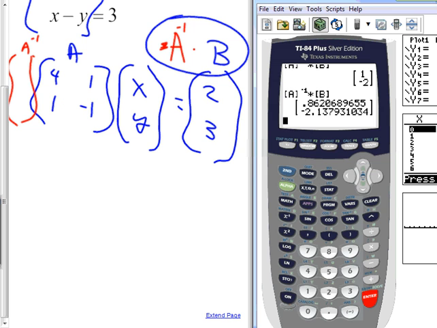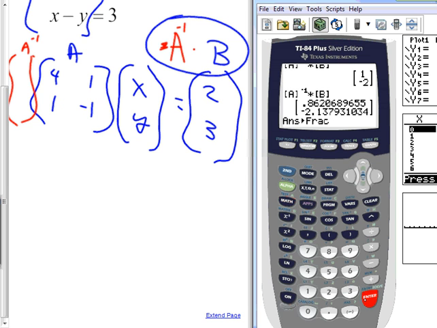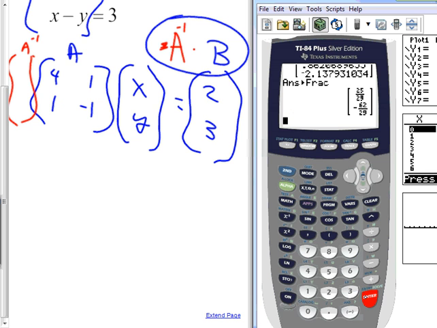Now, if those don't come naturally to you, you better know how to do this. Math, you see that very first one? It says like arrow frac. That means change your answer to fractions. Enter. Now, have I actually done anything yet? No. Enter. Math, enter, enter. And now look at that. It changed your answers into fractions.